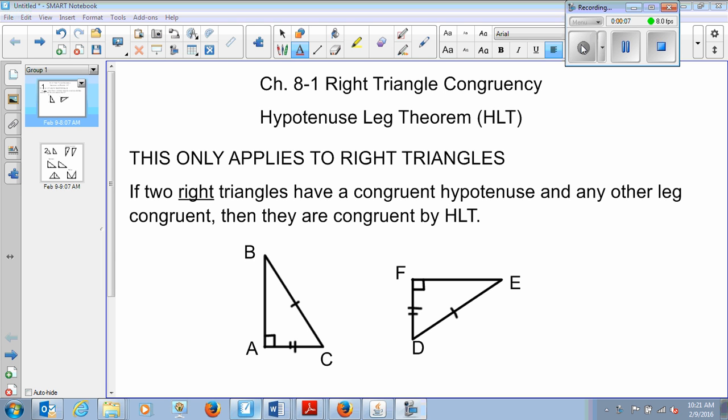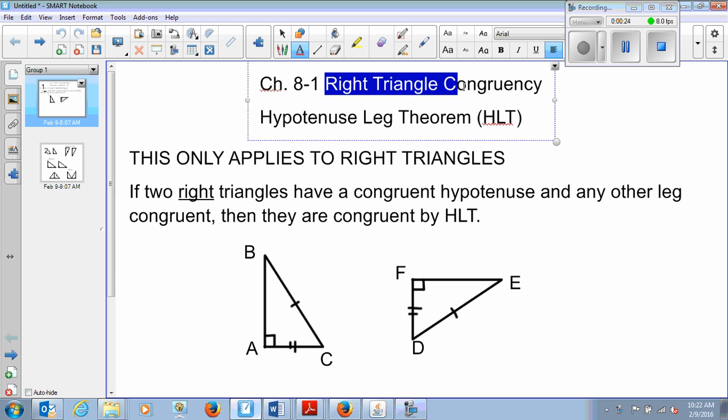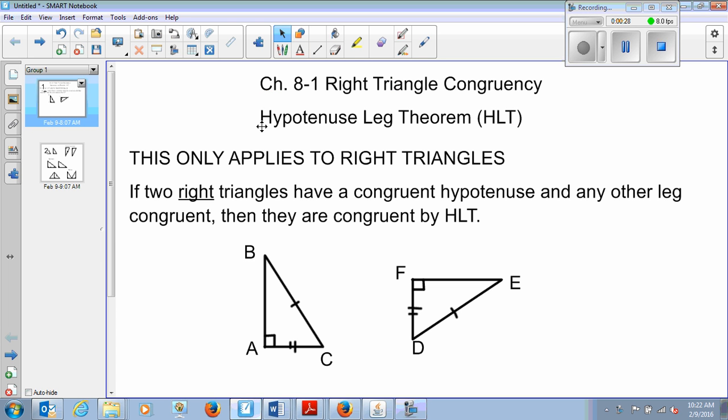This is chapter 8, but it's still dealing with triangle congruency. It's going to be a short video and short notes, but I wanted to put this with chapter 7 because the triangle congruency that we've been working with in chapter 7, this goes right along with it. But we're dealing with, in this case, right triangle congruency. So it has to be a right triangle.